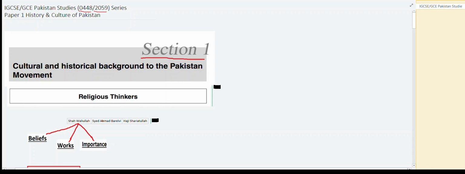Remember there are 3 religious thinkers. First one is Shah Waliullah, second one is Sayyid Ahmed Shahid Barelvi, and the third one is Haji Shariatullah. Today we will be talking about Shah Waliullah. Remember there are 3 things to be revised in the Shah Waliullah topic. First are the beliefs of Shah Waliullah. The second are the works or contributions of Shah Waliullah, and the third is the influence or the importance of Shah Waliullah. So let's begin with the questions.